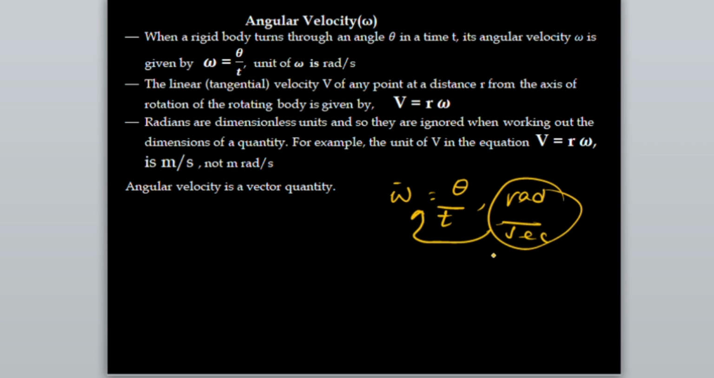What is the relation between the linear or tangential velocity and that of angular velocity? The linear or tangential velocity of any point at a distance r from the axis of rotation of a rotating body is given by v equals r times omega.